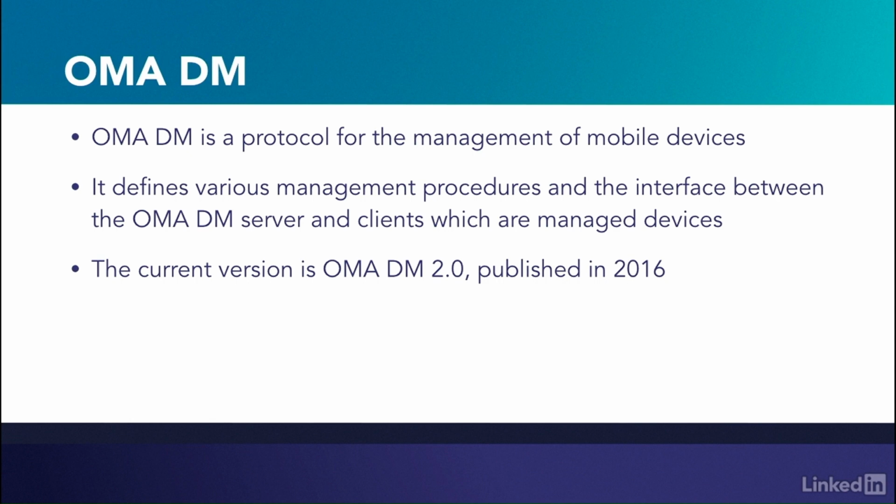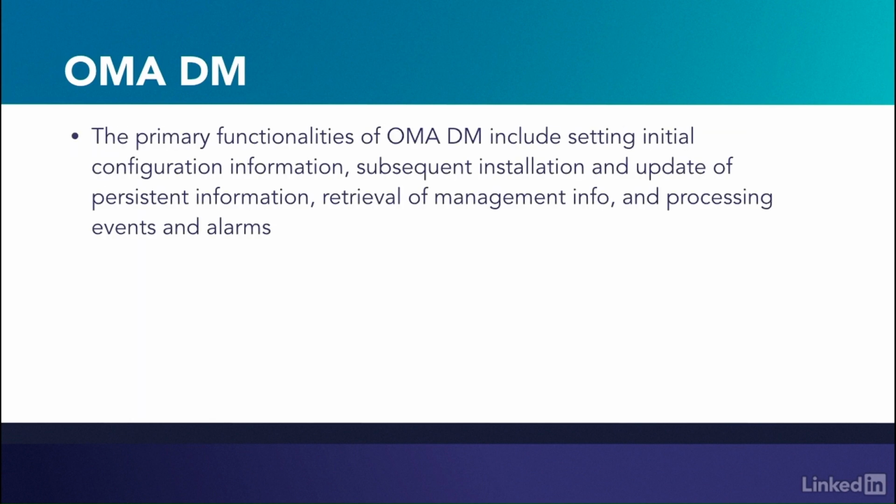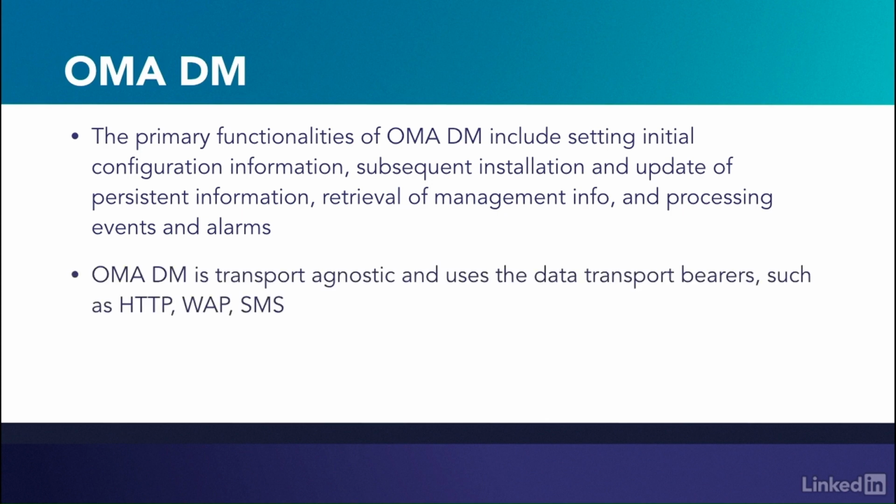cost efficiency. The primary functionalities of OMA DM include setting initial configuration information, for example, provisioning, installation and updates of persistent information, for example, firmware updates, retrieval of management information from devices, including the retrieval of diagnostic information from devices, and processing events and alarms generated by devices. OMA DM is transport agnostic and uses the data transport mechanisms over HTTP, web, SMS, etc.